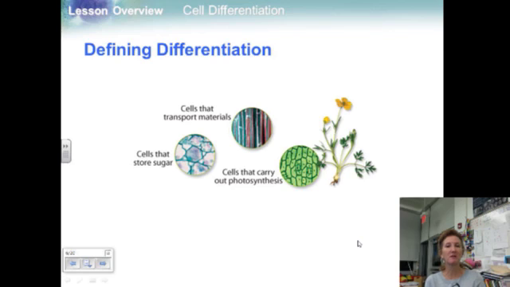The process by which cells become specialized is known as differentiation. During development, cells differentiate into many different kinds and become specialized to perform certain tasks. Differentiated cells carry out the jobs that multicellular organisms need to stay alive.